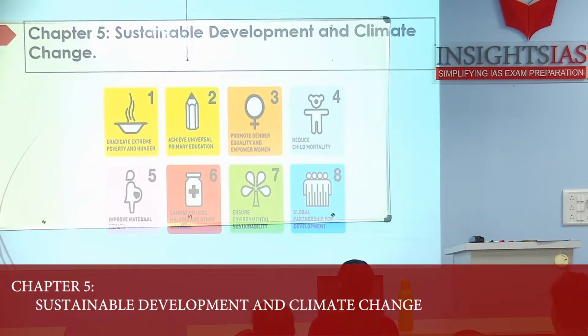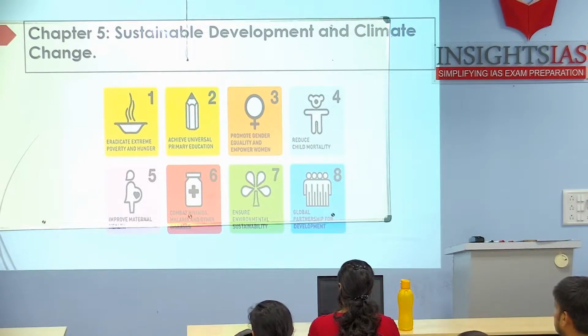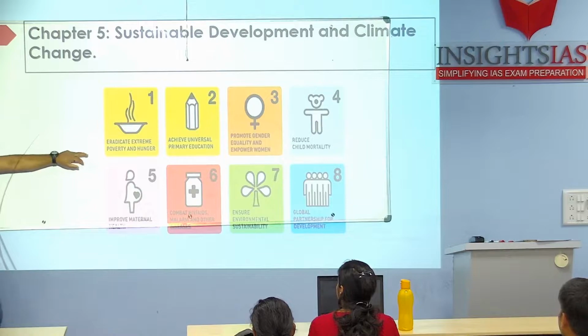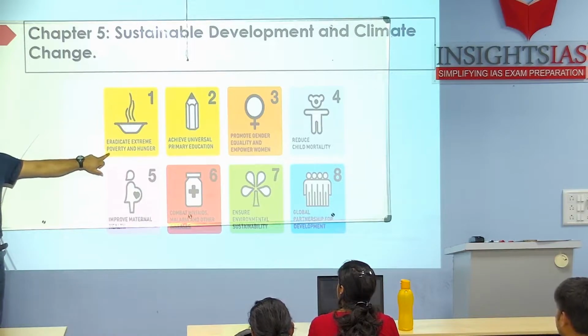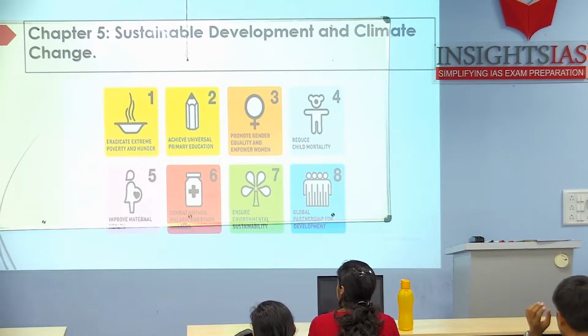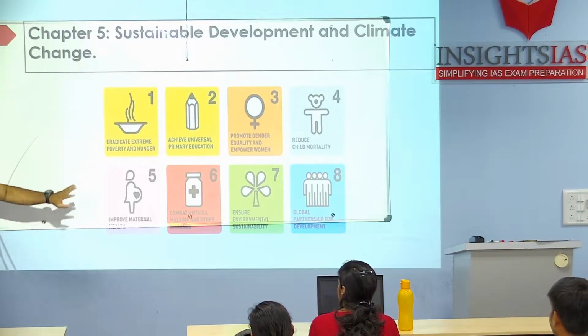Eradicating poverty and hunger. We should know this, but we should not remember this. Don't worry about noting it down. Just observe. Eradicate extreme poverty and hunger, both are together. Then universal primary education, promoting gender equality and empowering women, reducing child mortality, improving maternal health. Like this, there were certain targets. But some of it we have achieved, some of it we have missed.